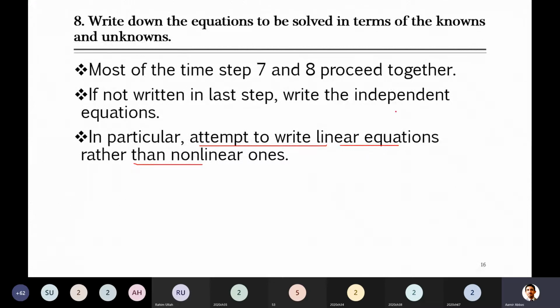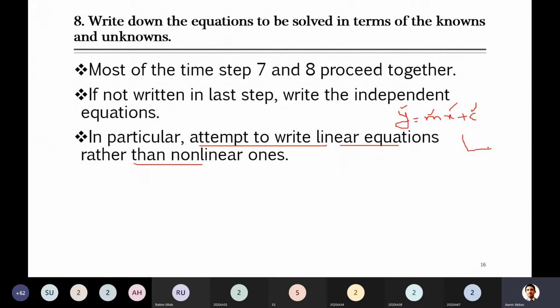Any linear equation you guys know? Y is equal to mx plus c. This is the general linear equation, in which m is called the slope of the line and c is the y-intercept of the line, and this is the value of the y-axis and the value of the x-axis.